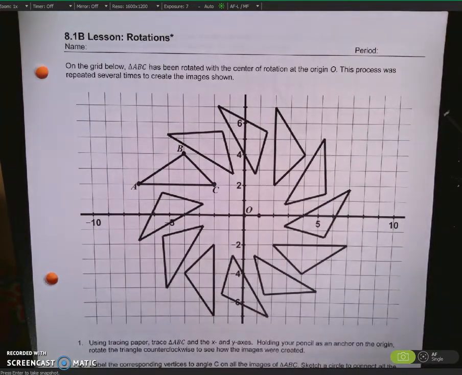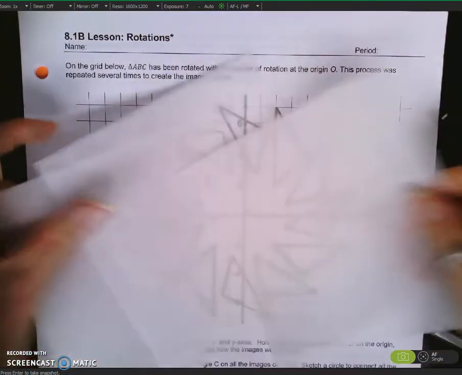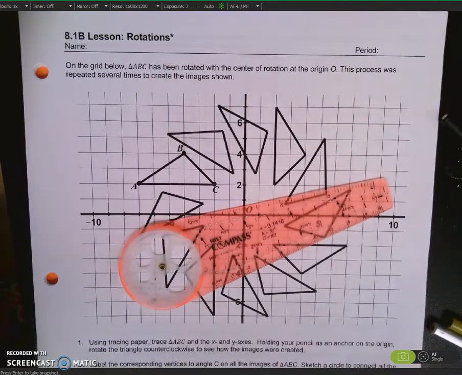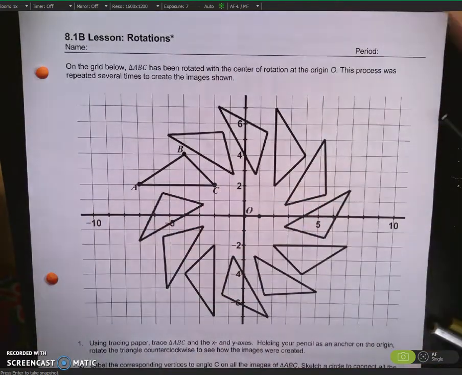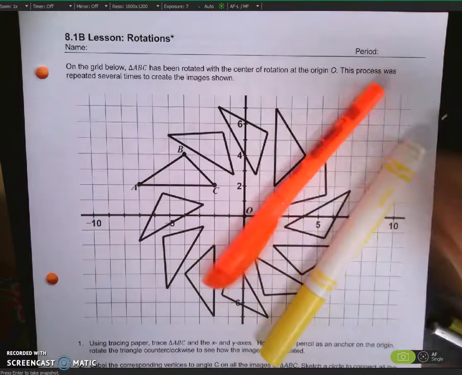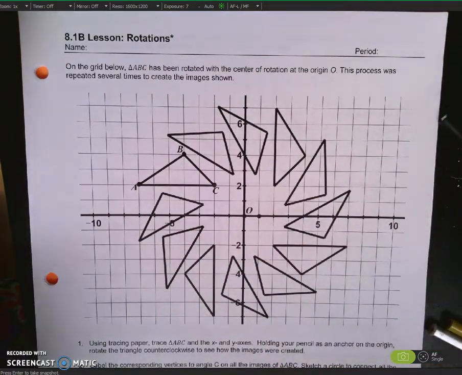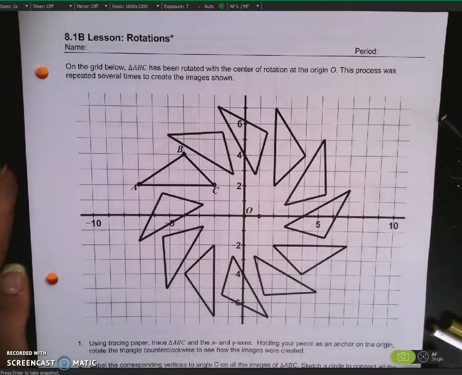Great to see you. Please be on page 12, and we're going to get started with the 8.1b lesson, rotations. You're going to need about 3 pieces of patty paper today, a compass, and hopefully 1 or 2 colors, along with your pencil. So let's take a look. We talked about rotations last time in reflections.